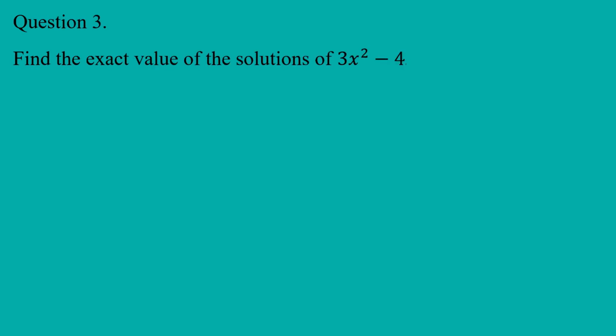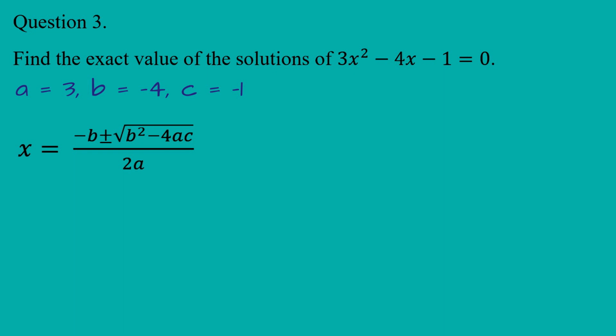The next 2 questions are non-calculator questions, where you have to give your answers in a different form. You know to use the quadratic formula here because the question asks for the exact value of the solutions. The equation is in the correct form, ax squared plus bx plus c equals 0, where a equals 3, b equals minus 4 and c equals minus 1. The quadratic formula x equals minus b plus or minus the root of b squared minus 4ac all over 2a gives us the 2 solutions to the equation.